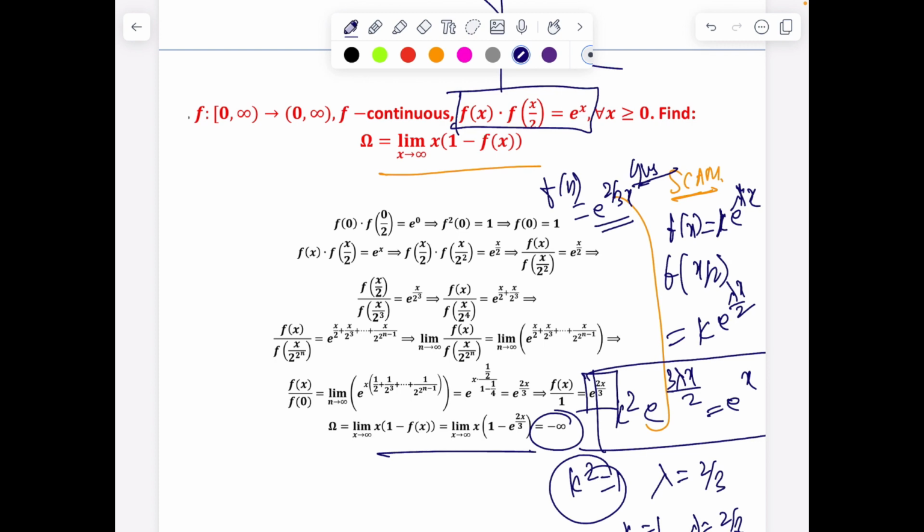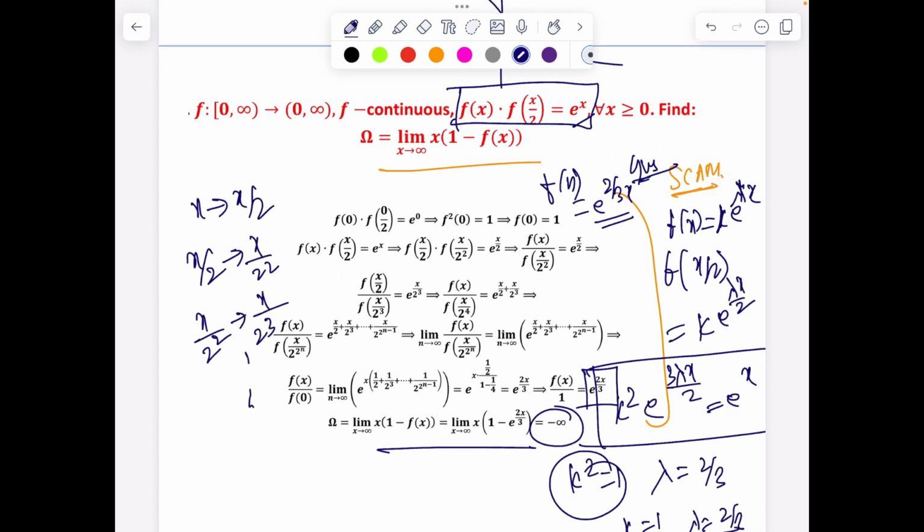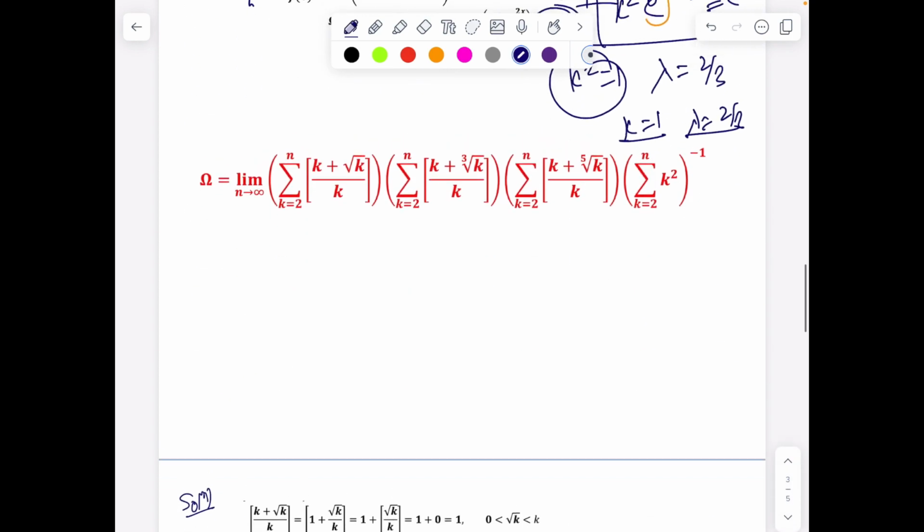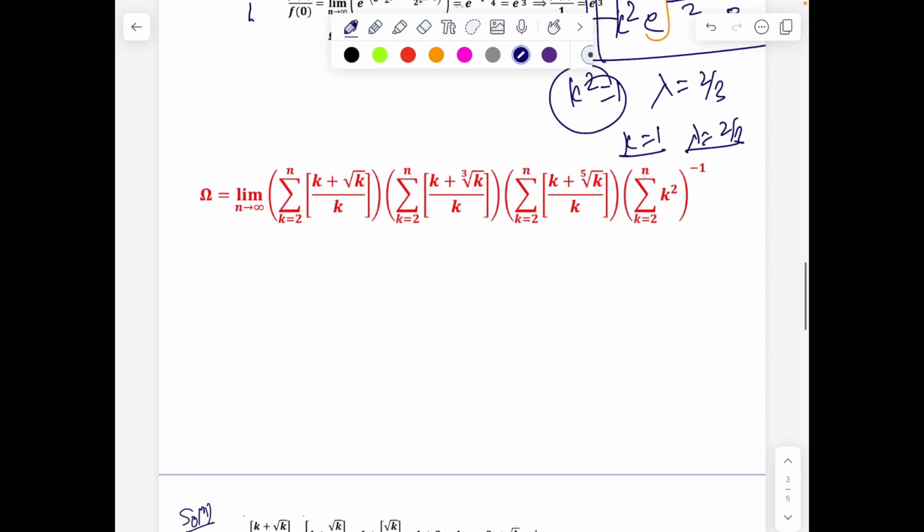A formal way, a mathematical way, or in fact a legal way of doing this question, will be to use recurrence of this expression. Since f(x) times f(x/2) is e^x, you keep on replacing x with x/2, again replace x with x/2, so x/2 becomes x/2 squared. Again keep on repeating, x/2 squared, x/2 cubed. Then multiply all the expressions and directly you'll get a GP sum, and that will give you the same answer.